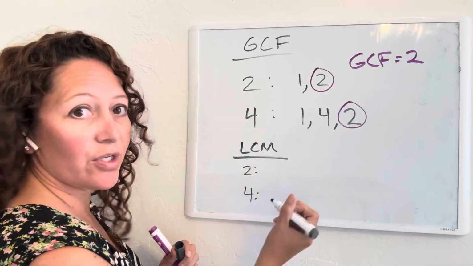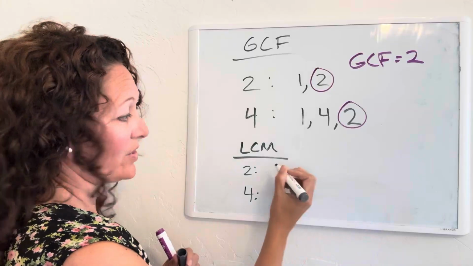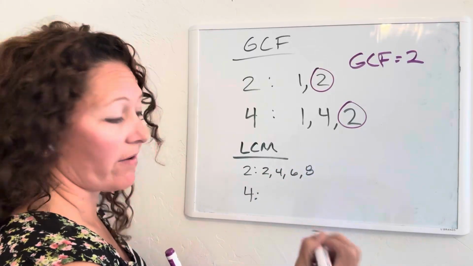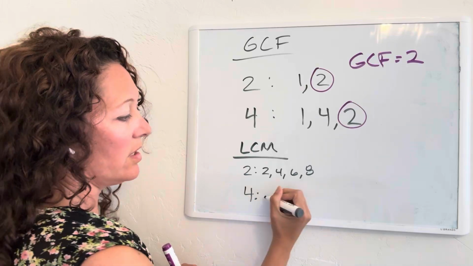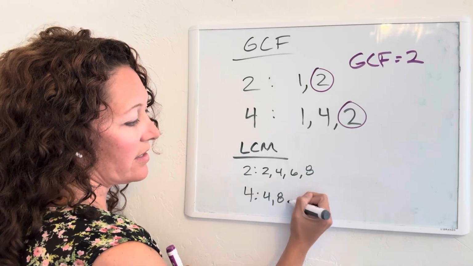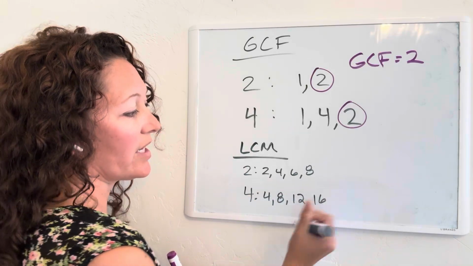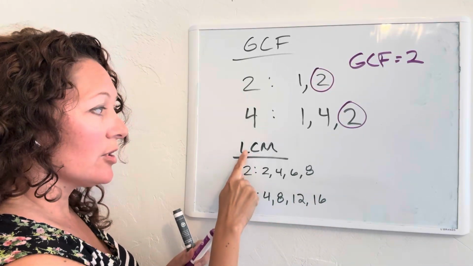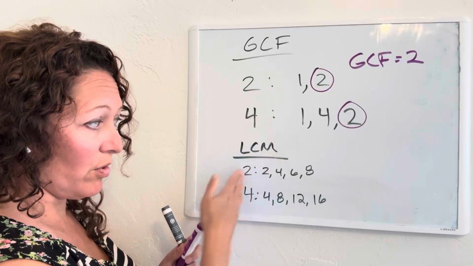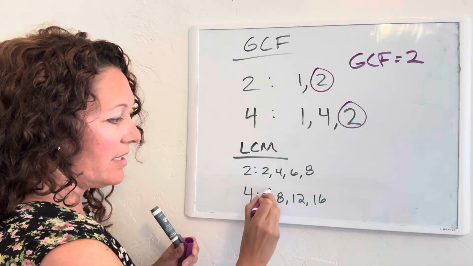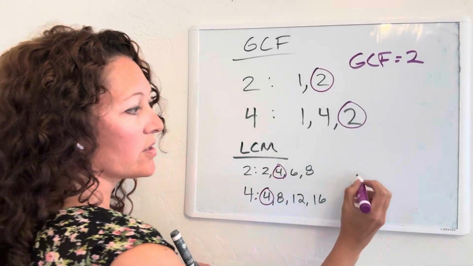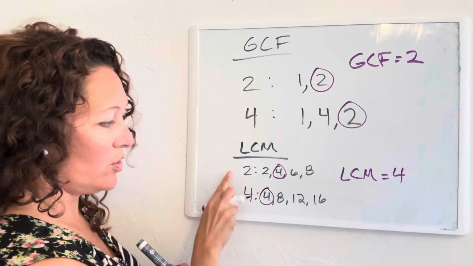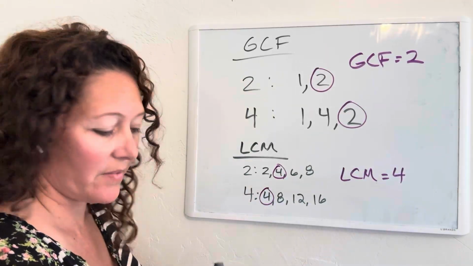okay, multiples of 2, they've got this down because they know they're skip counting. 2, 4, 6, 8, 10, 12. Okay, so I don't even have to go that far. Okay, and then for 4, 4, 8, 12, 16, 20. So they can go on, but they don't have to go that far because the lowest common multiple for both cases is 4. So your least common multiple of 2 and 4 is going to be 4.